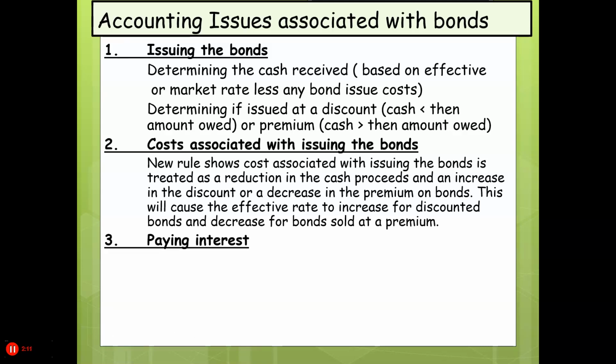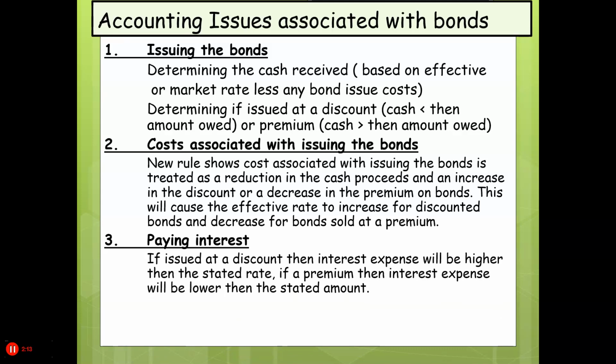And then, of course, we have the paying of the interest. If issued at a discount, then interest expense will be higher than the stated rate. If at a premium, then interest expense will be lower than the stated amount. And then we'll talk a little about what happens when the bonds are retired. Now we're going to take a look at a problem.